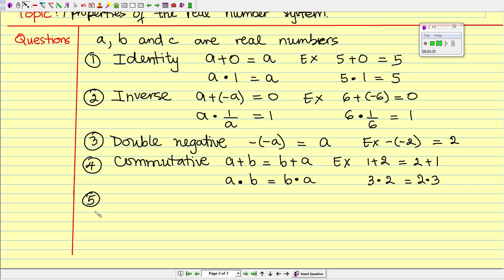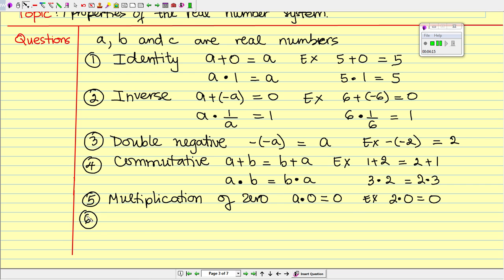Property number 5 is called multiplication of 0. If we have a real number, the product of a real number and 0, the product of those two factors, will be 0. So for example, 2 times 0 is 0.